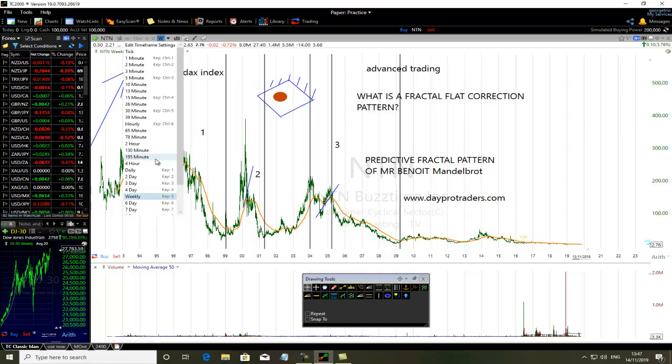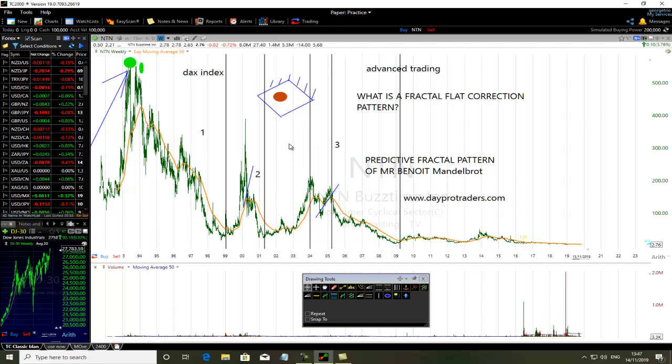For instance, a component of the Dow 30 may have a pattern, and that pattern may copy itself and paste itself on another component of the Dow 30. This is an advanced trading, or we may say a complex market forecast, when we are using the predictive fractal pattern of Mr. Benoit Mandelbrot. This topic is very exciting, but I always say to traders that you need a lot of experience.